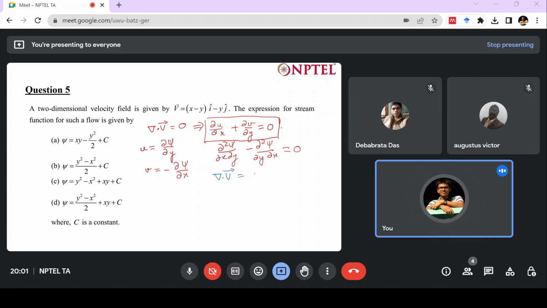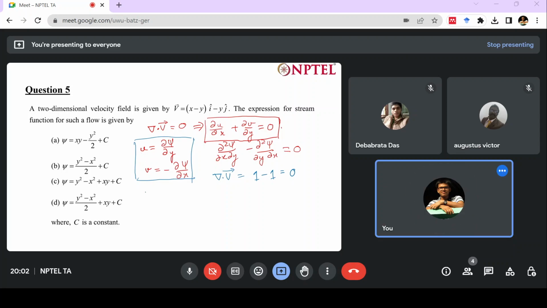So del u del x is 1 and del v del y is minus 1. So this is 0. So stream function definitely can be defined in this case. So what we have to do is solve these two equations to find out our stream function. So let's take the first equation.